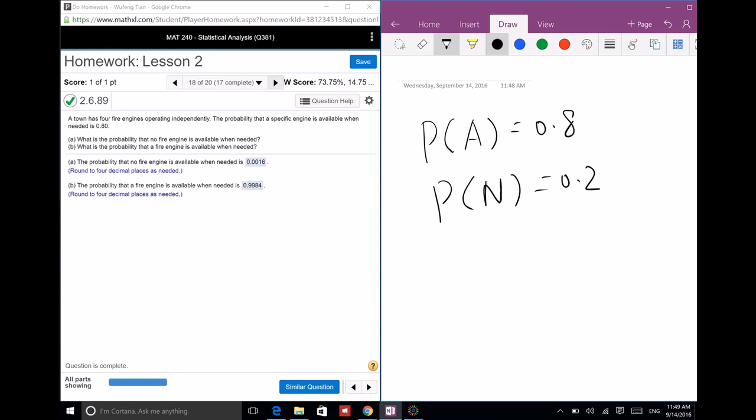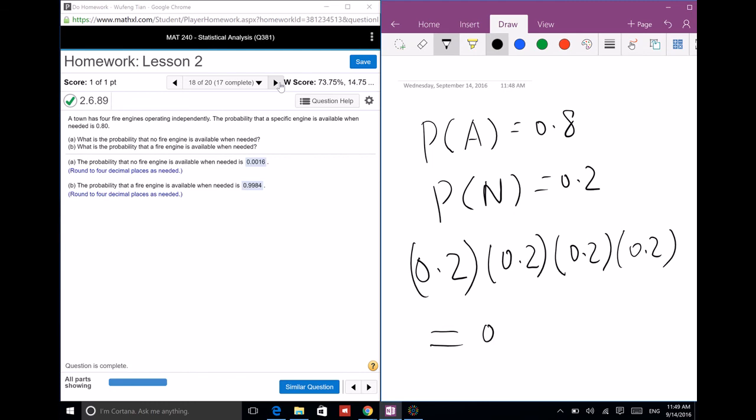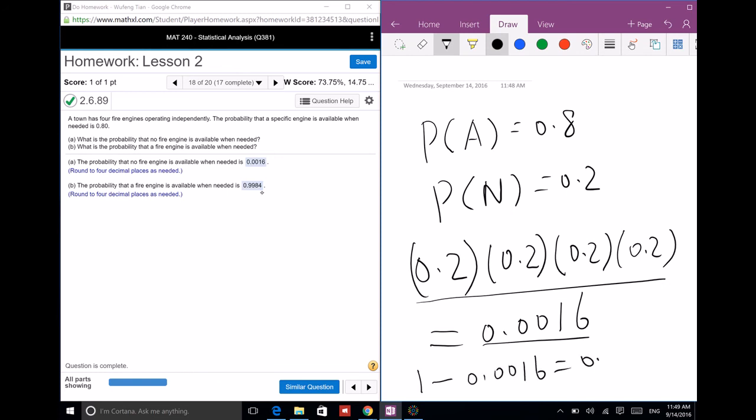The first one is not available, 0.2. The second one is still not available. The third one is still not available. The fourth one is still not available. So together it is 0.0016. Okay. Now the probability that a fire engine is available when needed, so this is the case where none of them is available. Now at least one is available, so it's 1 minus that. Okay, complement set.